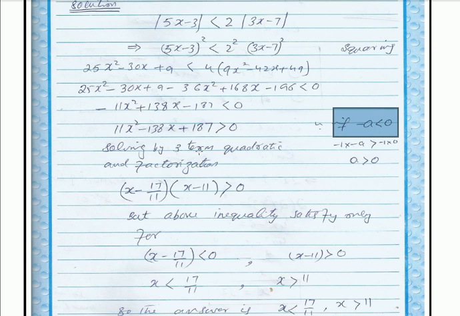By solving the three terms quadratic and factorization, we get (x minus 17 over 11)(x minus 11) greater than 0 by using the quadratic equation and factorization formula.